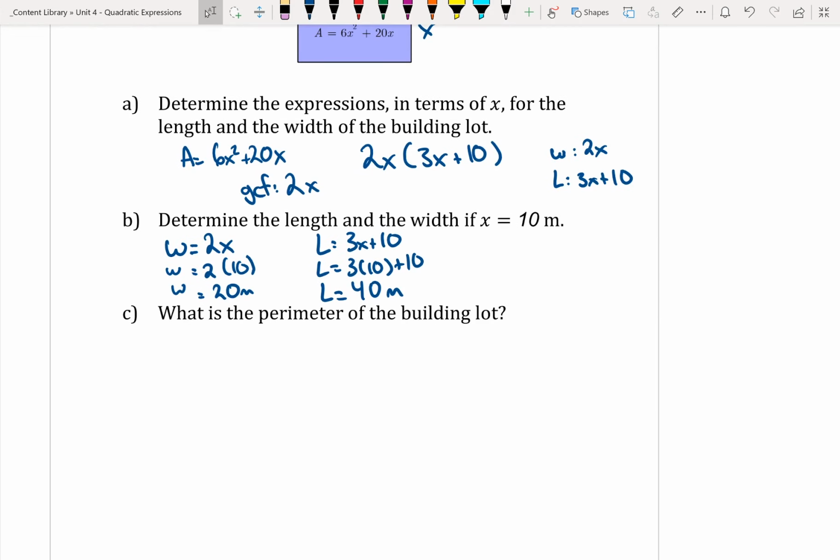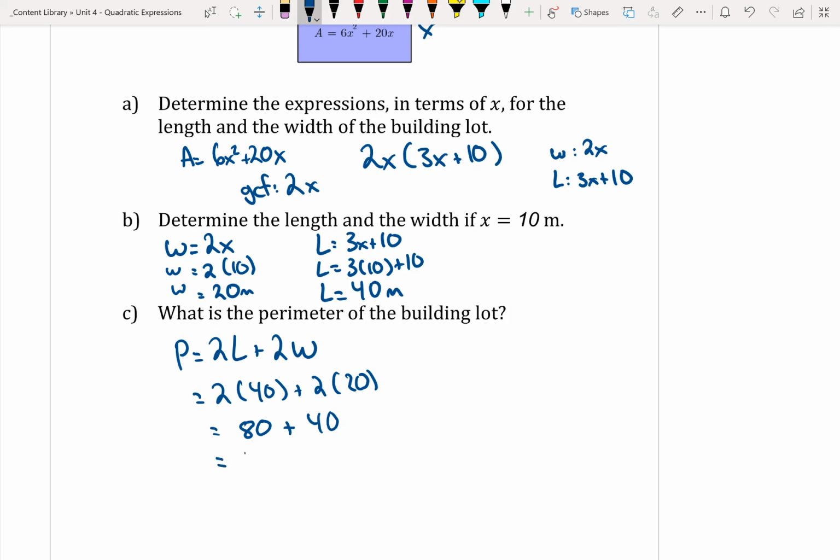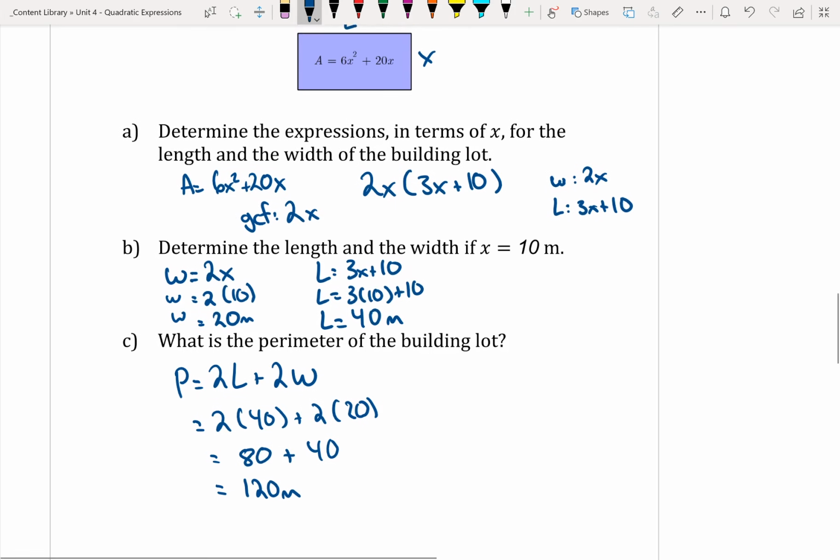C wants to know the perimeter of the building lot. So perimeter, remember, is the distance around an object. So you could think of it as 2 times the length plus 2 times the width. So 2 times 40 plus 2 times 20, we get 80 plus 40, which is 120 meters. So that means that the perimeter around this building lot is 120 meters.